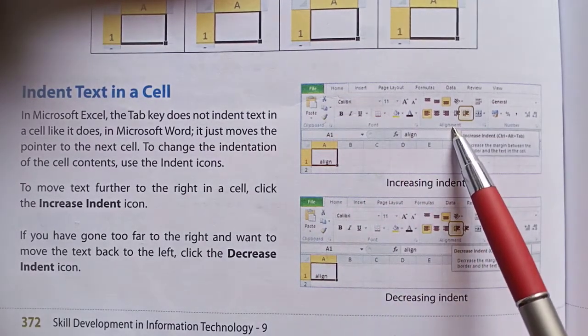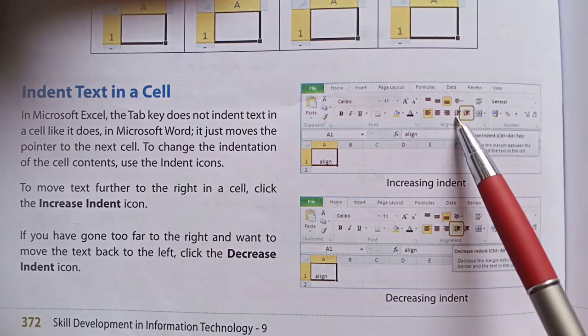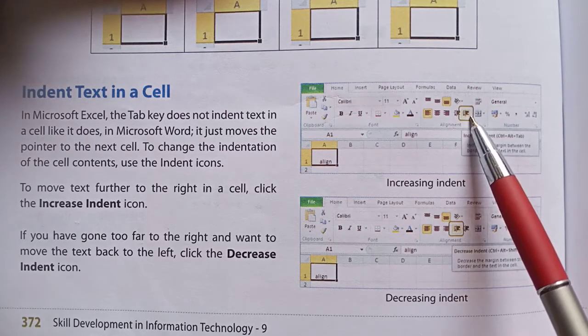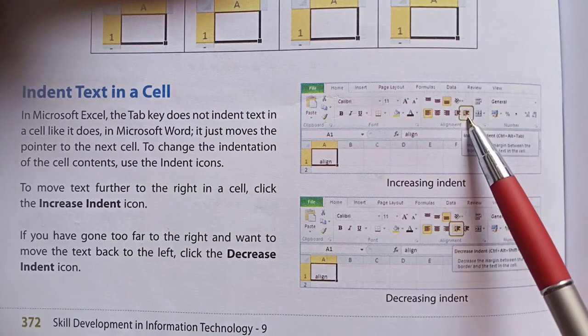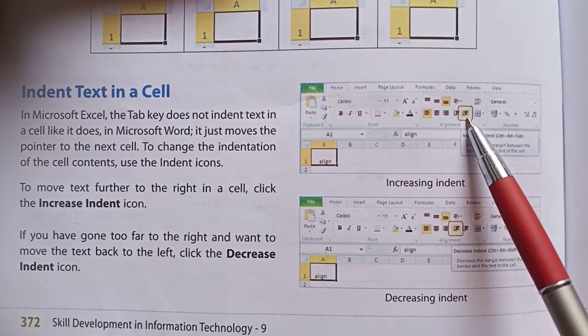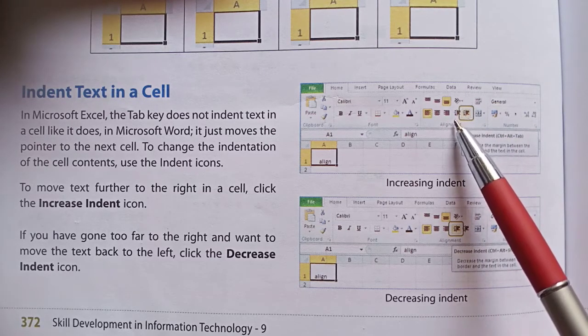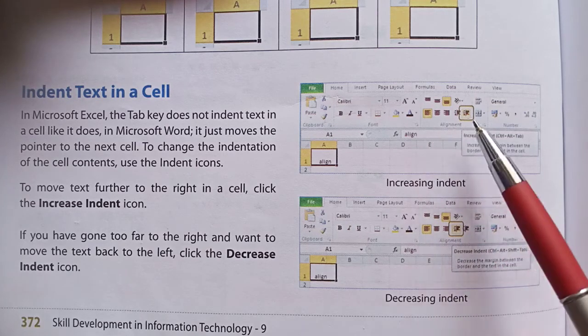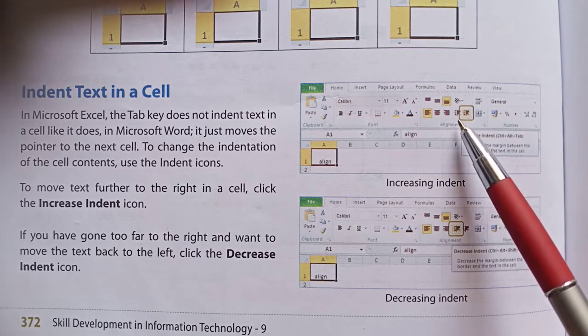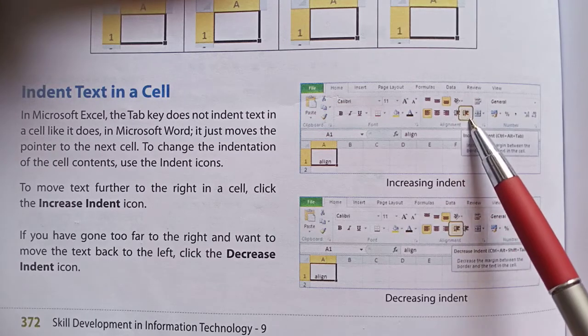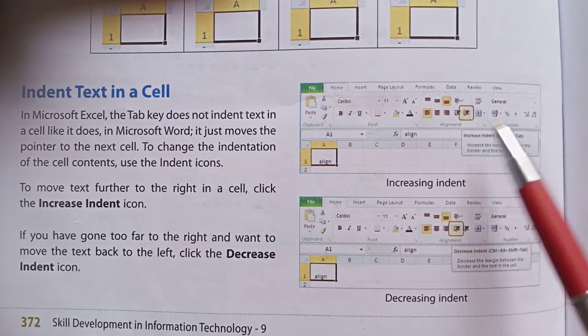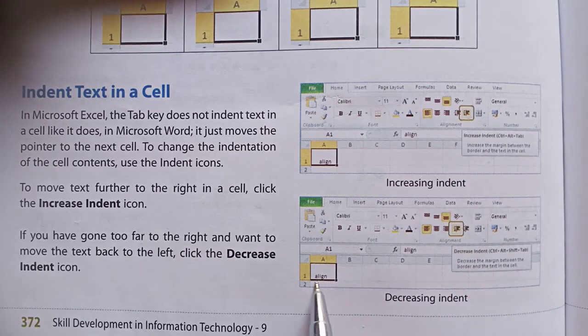In the alignment group, we have these two icons shown here. One is for increasing the indent, another is for decreasing the indent. So the steps are simple. You need to select the cell where the indents are to be changed, and according to your requirement, if you are increasing the indent, click on increase indent. If you are decreasing the indent, click on decrease indent, and you will find that the text keeps on moving away from the margins.